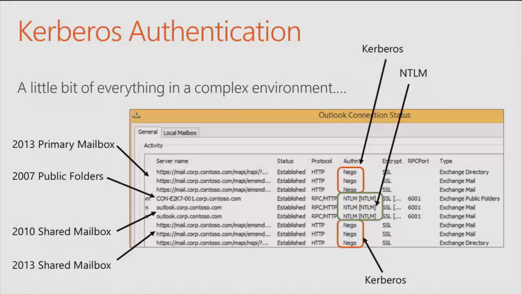If you have a pretty complex environment, you could have a mess like this inside of the connection status window in Outlook, right? I've got a 2013 primary mailbox using Kerberos. I've got 2007 public folders using NTLM. I've got a 2010 shared mailbox using NTLM and a 2013 shared mailbox using the negotiate auth, Kerberos, which you could verify using the KList utility to see if you had a Kerberos ticket for that URL. So it can start to get quite complex when you get all the versions in a single organization, as well as legacy public folders and all sorts of connection types.